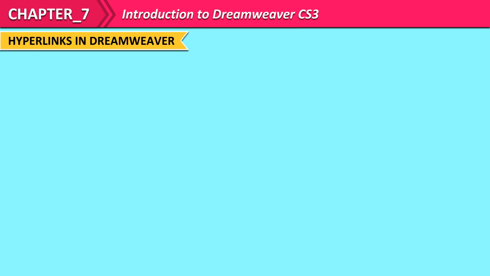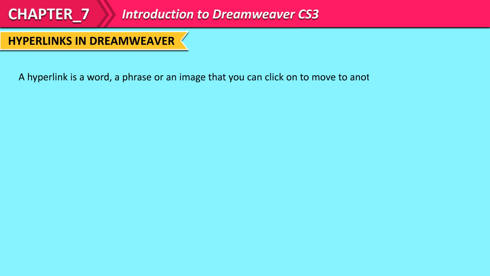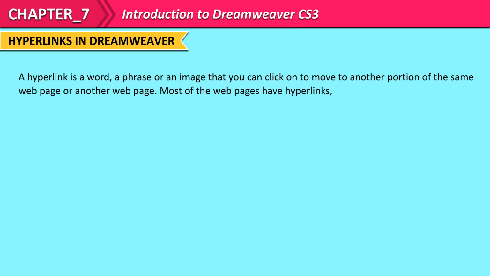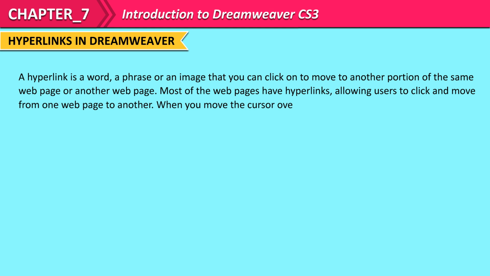Hyperlinks in Dreamweaver. A hyperlink is a word, a phrase, or an image that you can click on to move to another portion of the same web page or another web page. Most of the web pages have hyperlinks, allowing users to click and move from one page to another. When you move the cursor over a hyperlink, the arrow changes to a small hand pointing at the link.